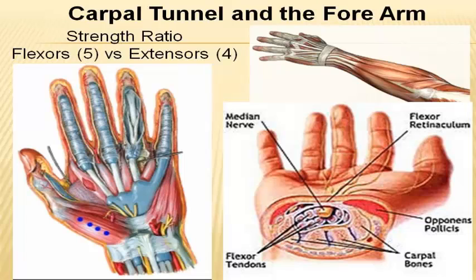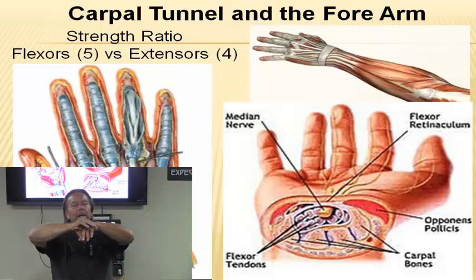Carpal tunnel syndrome, same thing. This is also coming from the neck. It's a double crush injury. When we look at this, you've got muscles on one side, muscles on the other. These are called flexors, these are called extensors. You should have a strength ratio of 5-4. If the nerve in the neck is pinched, leading to a muscle imbalance, that tunnel is going to flatten out, or the muscles on this side are going to be stronger, which puts pressure on the median nerve.